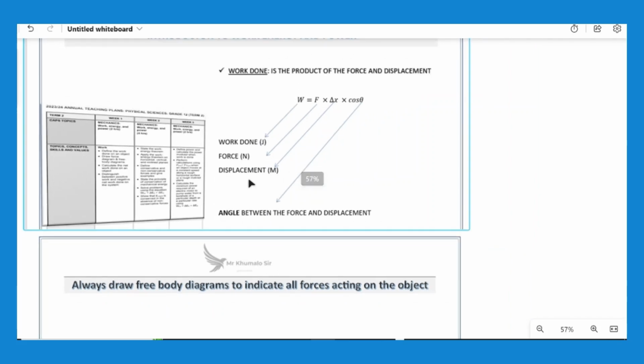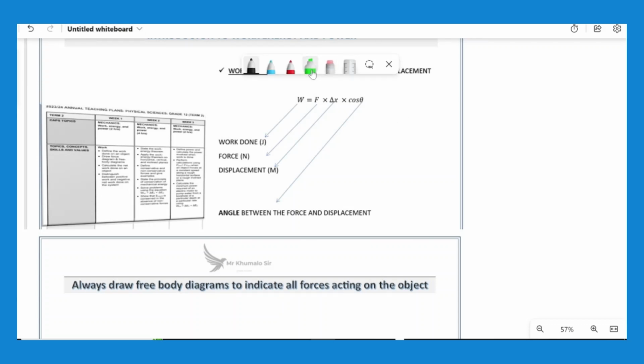Now, bullet number 1 says define work done. Work done can be defined as the product of the force and displacement. That is work done. Mathematically, work done can be written in the form of W equals force times displacement times cos theta. Work done is measured in joules, force in newtons, displacement in meters.